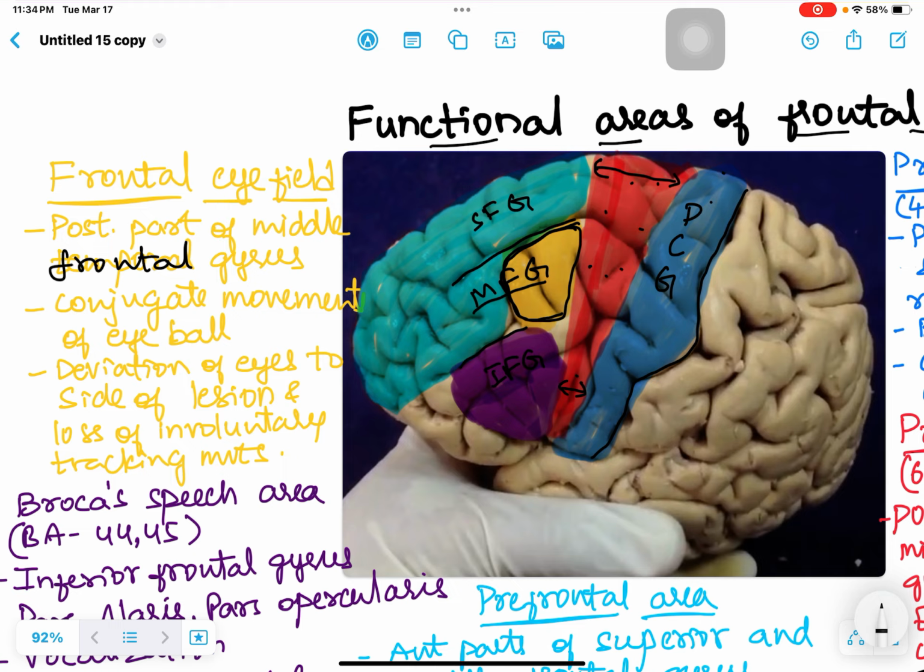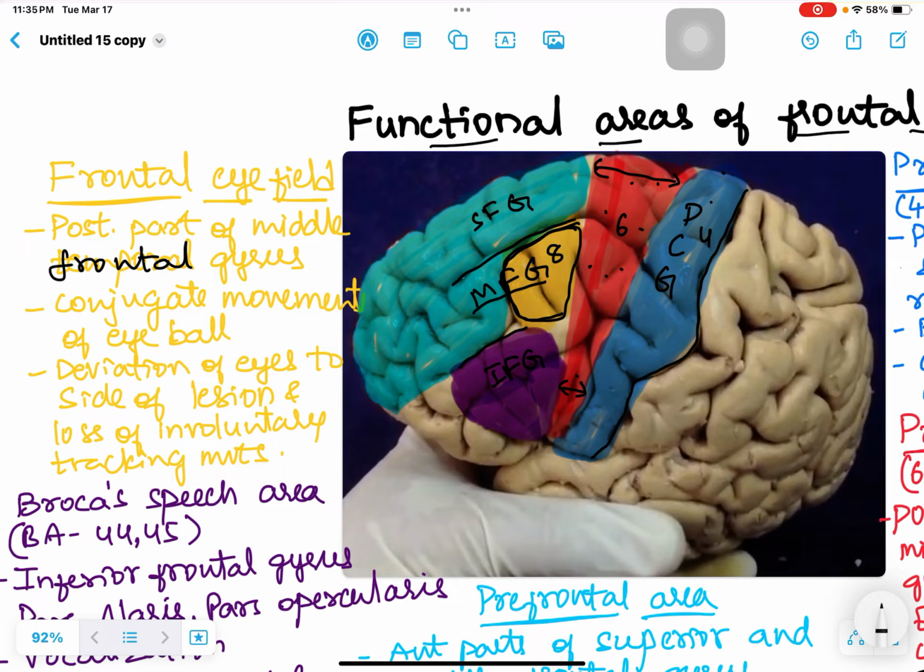That means if we want to see on the right side, both the eyes have to move towards the right side. If we want to see the left side, both eyes have to move onto the left side. This is conjugate movement of the eyeballs. So this is controlled by the frontal eye field. So this is Brodmann's area 8. This is 6 and this is 4. So this Brodmann's area 8 helps in the conjugate movements of the eyeball.